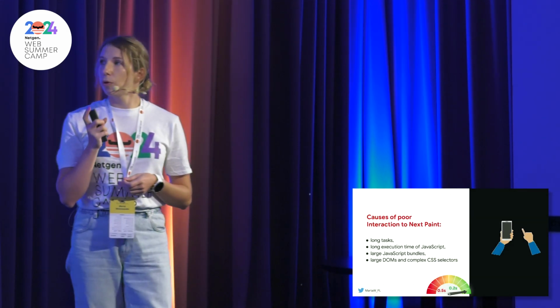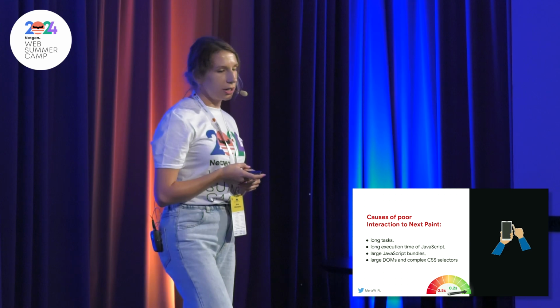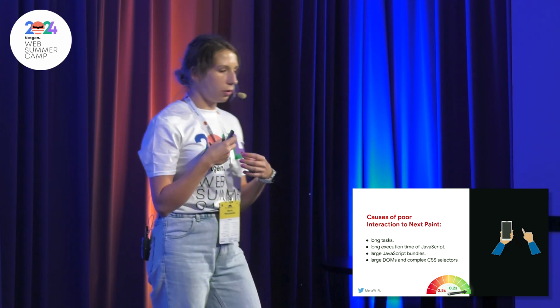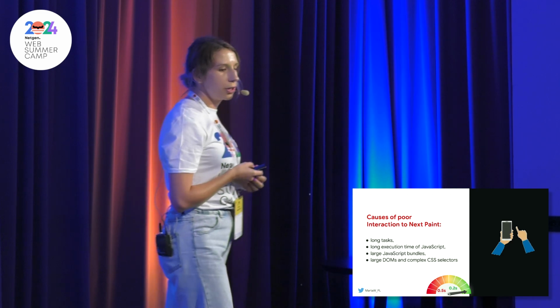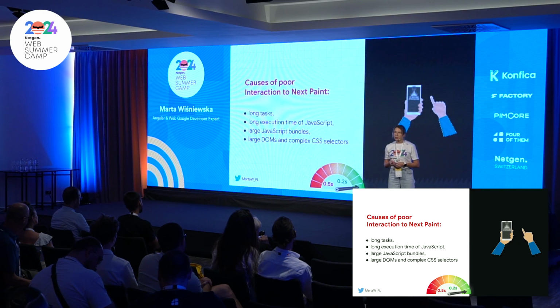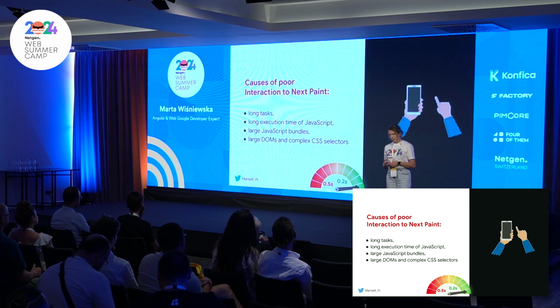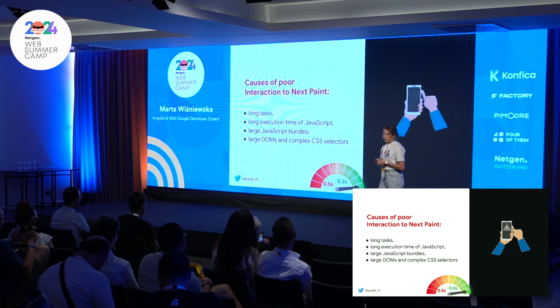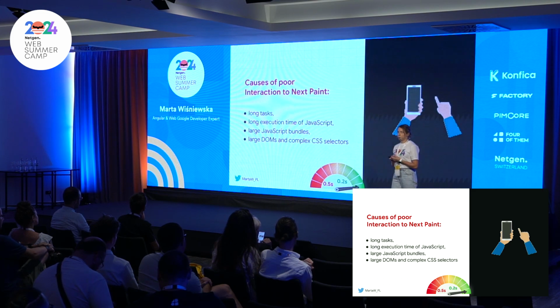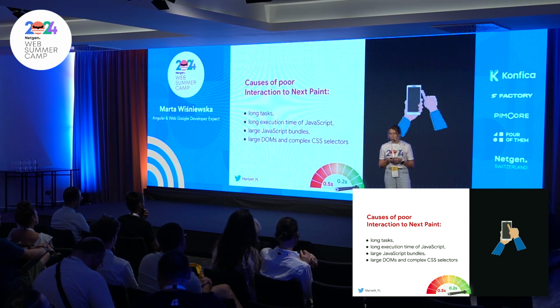The second point is related to interactivity. First of all, the first cause of poor results for Interaction to Next Paint is long tasks. So try to break down long-running tasks into smaller asynchronous tasks. And the second point, long execution time of JavaScript. Also, it's related to the amount of JavaScript, the amount of your code. So also try to optimize it.